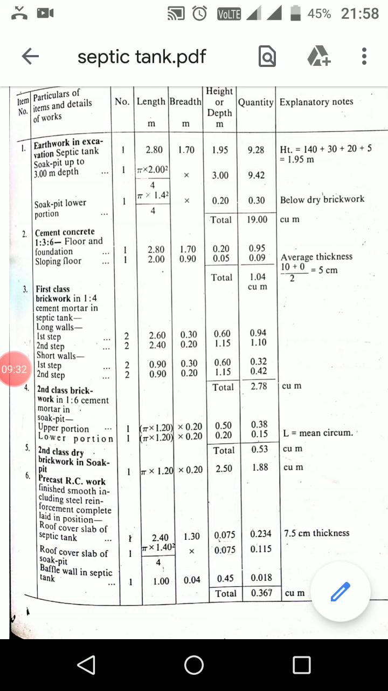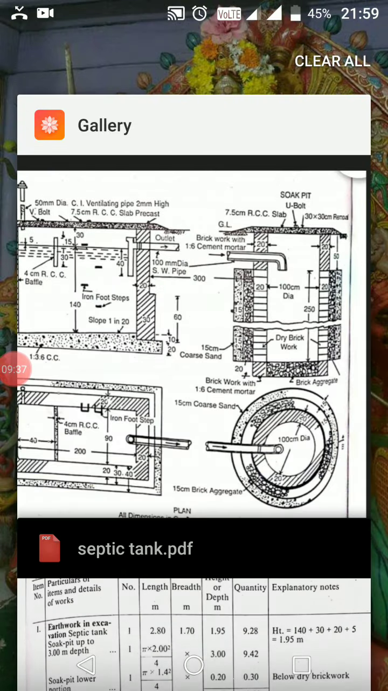So what about the soak pit lower portion? Just observe in the figure.